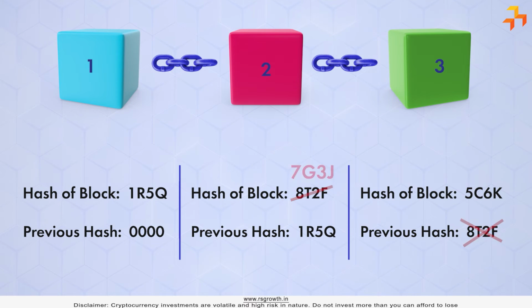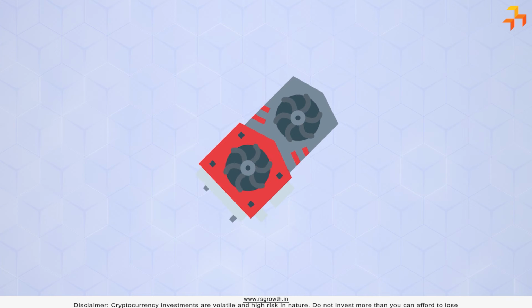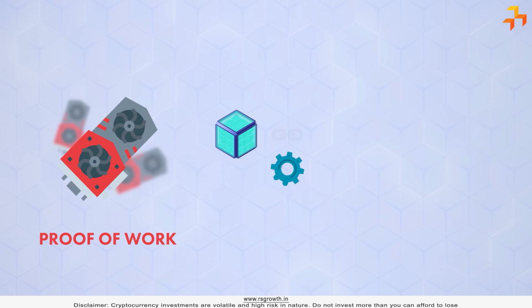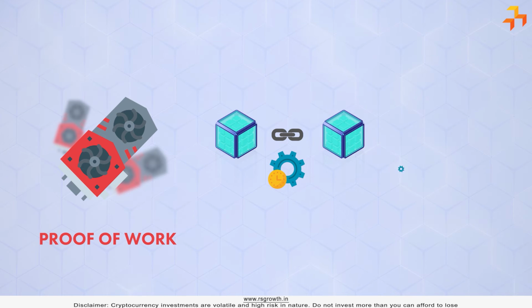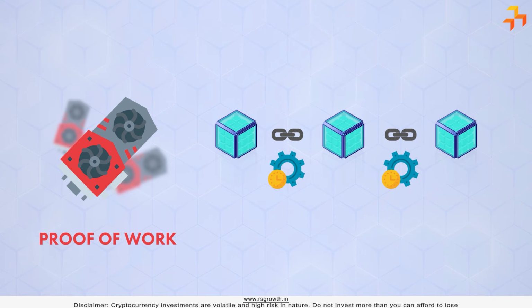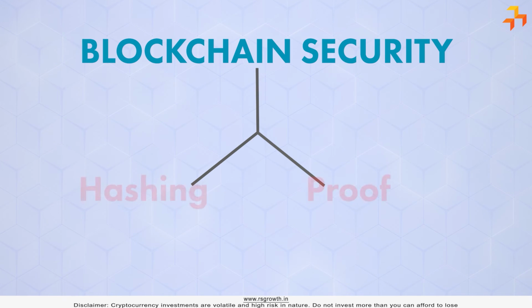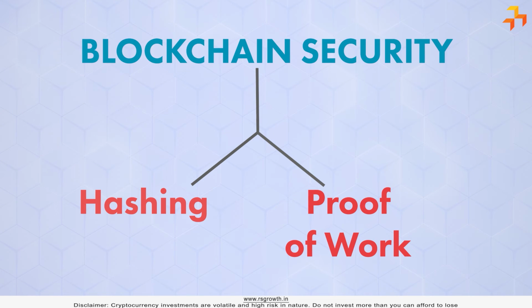But using hashes is not enough to prevent tampering. That's why blockchains have something called proof of work. It's a mechanism that slows down the creation of new blocks. In Bitcoin's case, it takes roughly 10 minutes to calculate the required proof of work and add a new block to the chain. This mechanism makes it very hard to tamper with the blocks, because if you tamper with one block, you'll need to recalculate the proof of work for all the following blocks. So the security of a blockchain comes from its creative use of hashing and the proof of work mechanism.